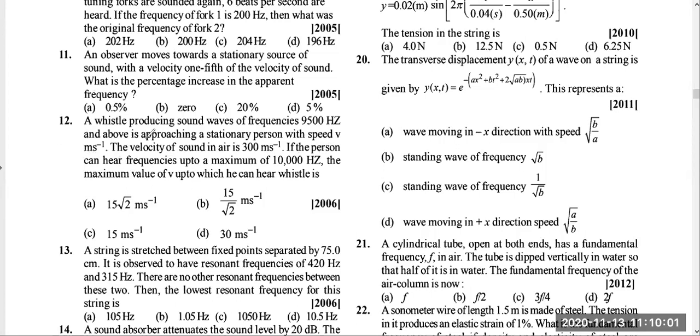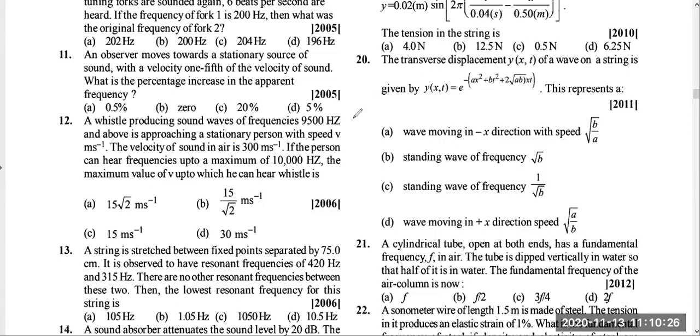Questions 11 and 12 are almost the same here. The observer is stationary, and the velocity of sound is given. The person can hear frequency up to a maximum. The maximum value of v up to which he can hear the whistle is asked. Now, in this case, the source is moving, yes or no? You have to find that.